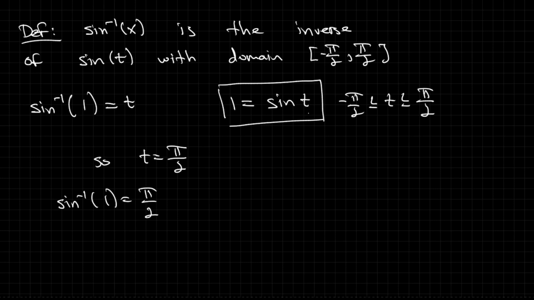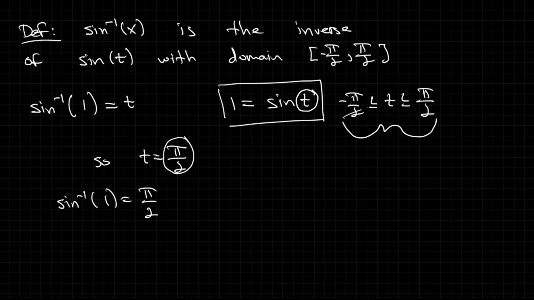Now, to be very clear here, it would not be enough if you did not put this domain restriction, because there are infinitely many t's for which sine of t is equal to 1. In fact, if you take pi over 2 and you add any increment of 2 pi, any integer increment of 2 pi, then you get another solution, because if you add some integer increment of 2 pi, you go one full revolution or some number of full revolutions around the unit circle.